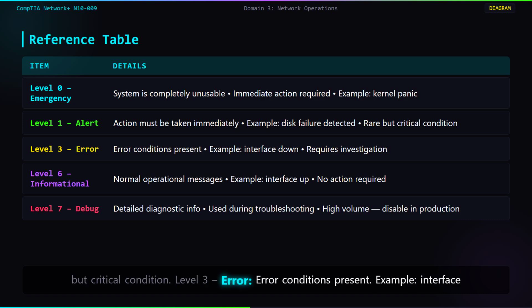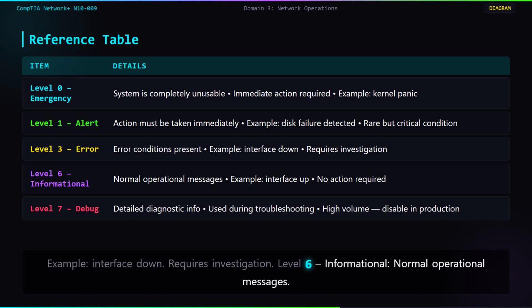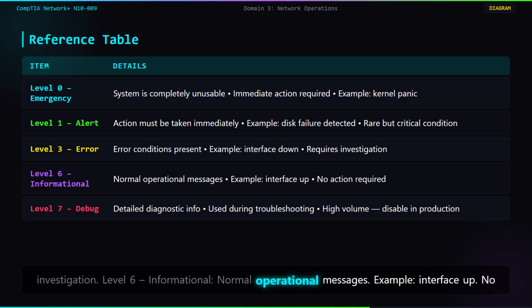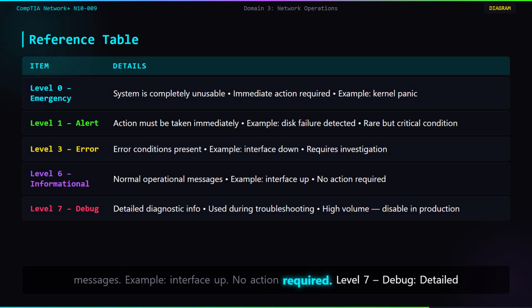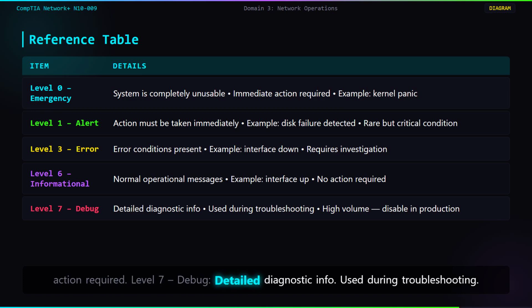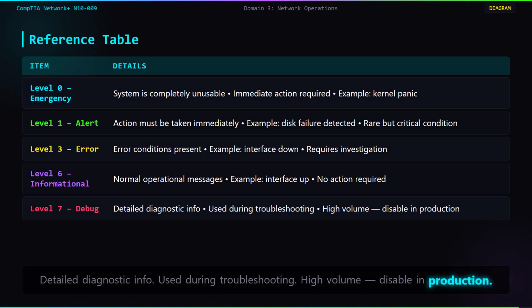Level 3, error. Error conditions present. Example, interface down. Requires investigation. Level 6, informational. Normal operational messages. Example, interface up. No action required. Level 7, debug. Detailed diagnostic info used during troubleshooting. High volume, disable in production.